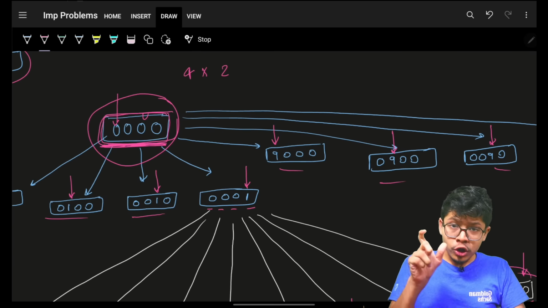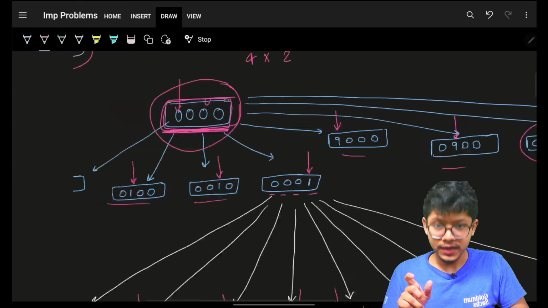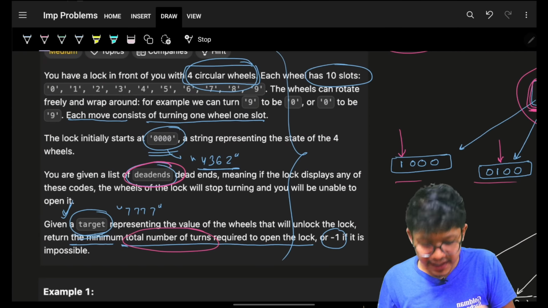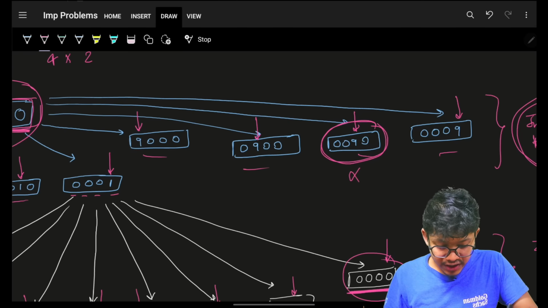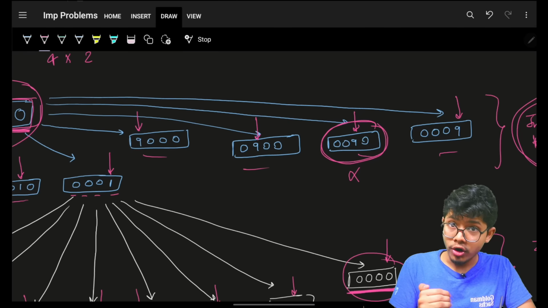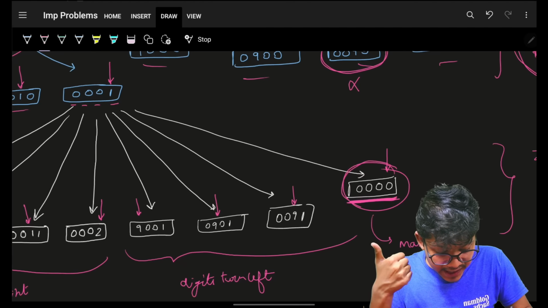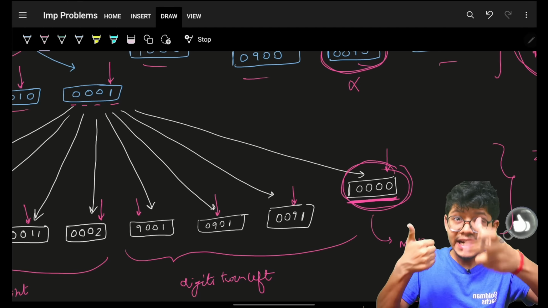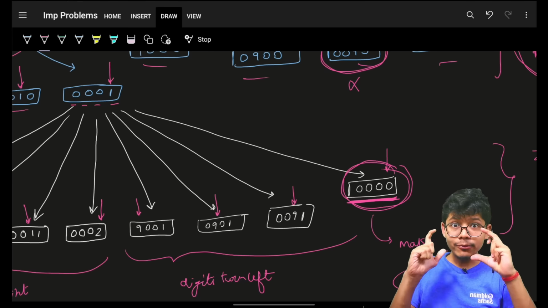So remember, whosoever is my dead end, I should never go further beyond them. That's one thing I will make sure. I'll also make sure that, since I'm turning things right and left, there is a chance that I can come back to the same combination.